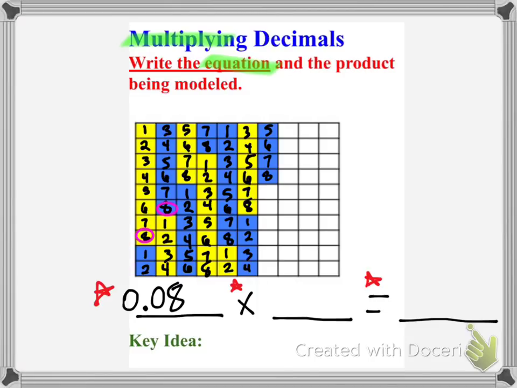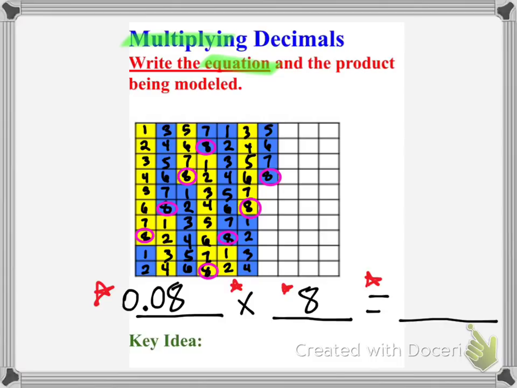So there's 1 8 there. There's 2, 3, 4, 5, 6, 7, 8. There's 8 8s. So that means that we have 8 groups. So that's going to be your second factor. The first factor was 8 hundredths, and now it's 8 wholes because you have 8 groups.